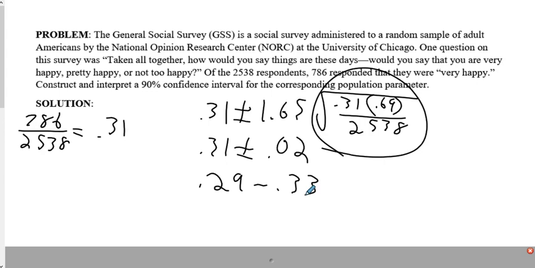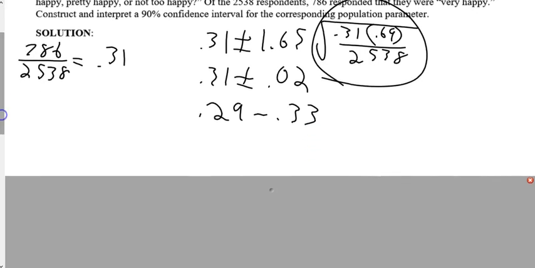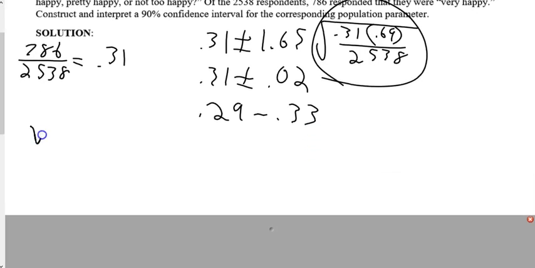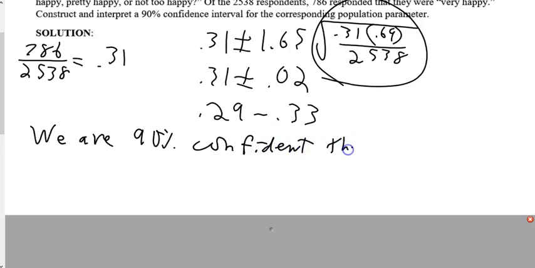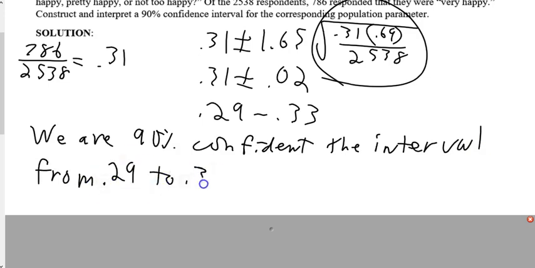And now we have our statement that we use over and over again for this one. This is one you just got to get used to practicing. We are, it's our first word, we are, and we said 90% confident the interval from 0.29 to 0.33 captures the true proportion.